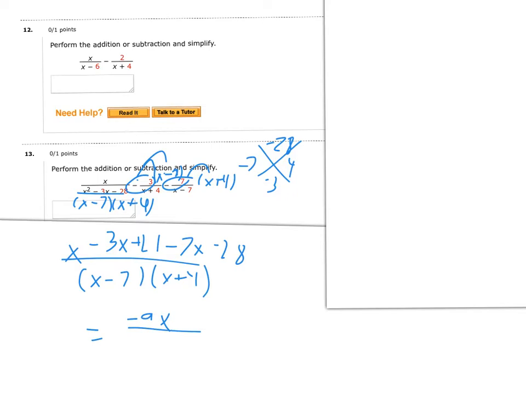And then, let's see, that would be negative 7. If you combine the 21 and the negative 28 over that common denominator of x minus 7 times x plus 4.